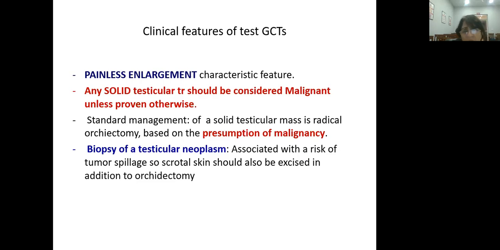Standard management: all testicular enlargement should be considered malignant, and radical orchidectomy is done based on the presumption of malignancy. Any solid testicular tumor should be considered malignant unless proved otherwise.